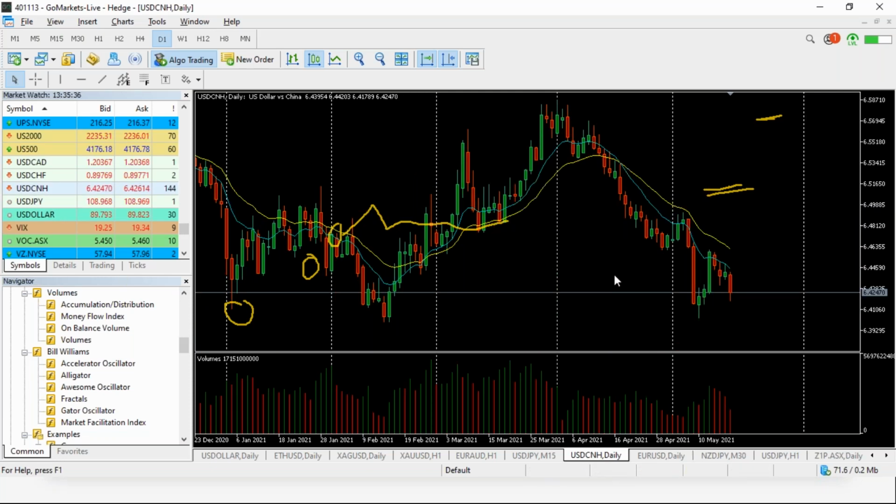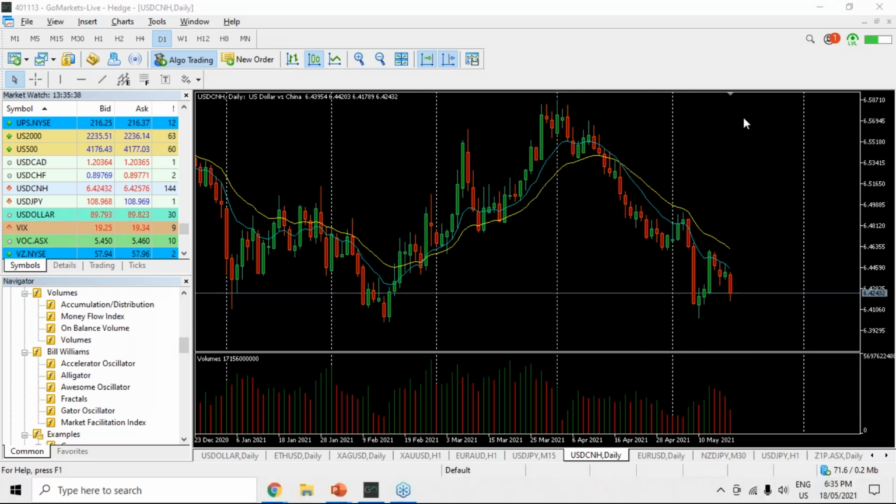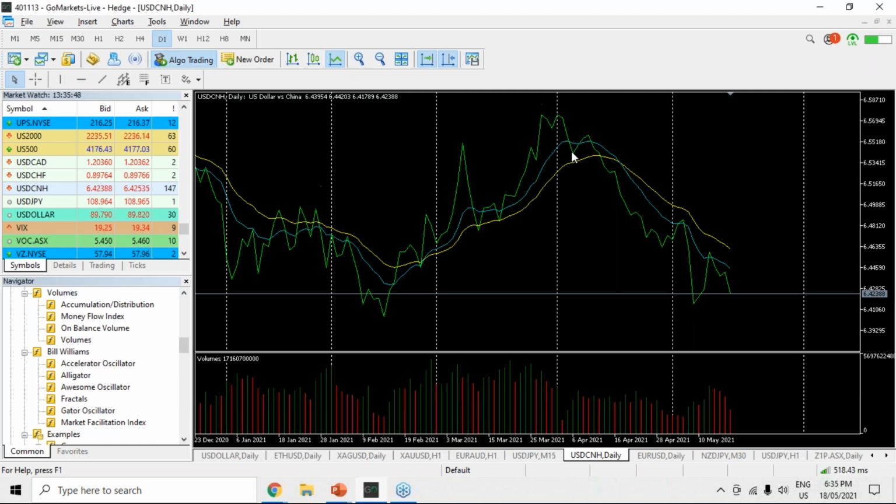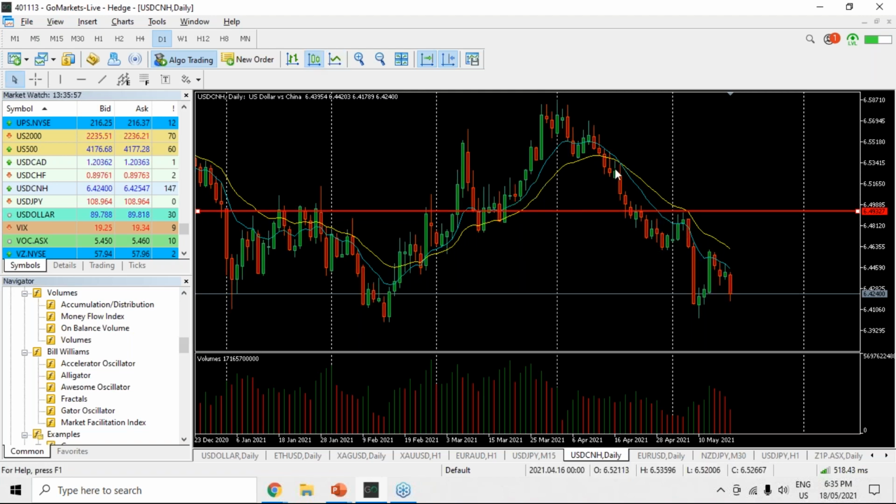Okay, let's just get rid of our drawings because it's getting very messy. There we go. Okay, so let's say we're interested in this here. There's a moving average cross. There's no real resistance until this point here, to the downside on this. So I'll put it back on here.